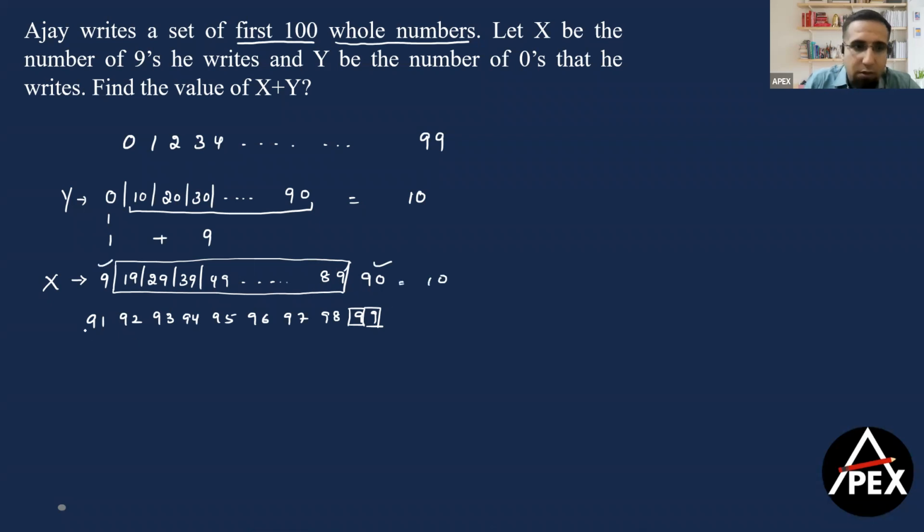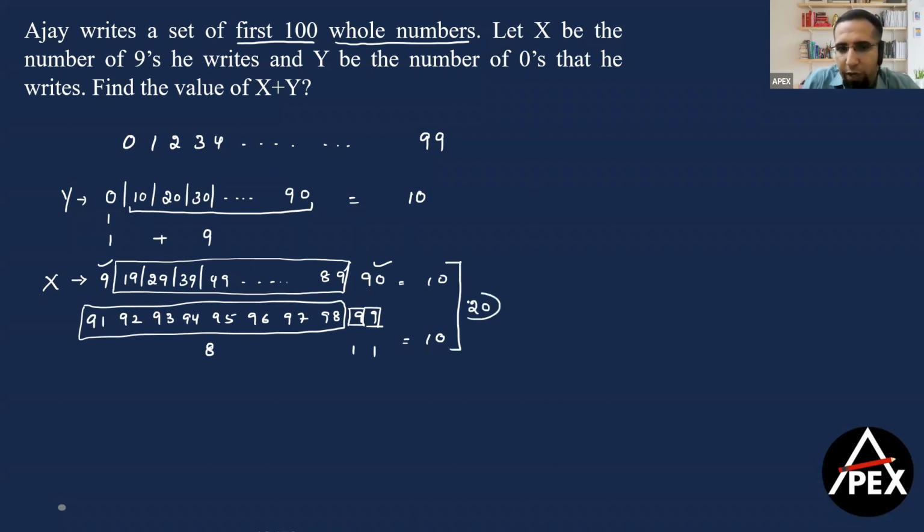So this is 10. Similarly, from 91 to 98, how many numbers am I writing? I'm writing 8 numbers, and each number has a 9 attached to it. So these are 8 numbers, 8 nines. And there's a ninth nine, and there's also a 10th nine, which means I have 10 more nines here. So what is my total number of nines? My total number of nines is equal to 20. And what is my total number of zeros? The total number of zeros is equal to 10. And now the question is asking you the value of x plus y. So therefore the value of x plus y becomes 20 plus 10. That is equal to 30, which should be your answer.